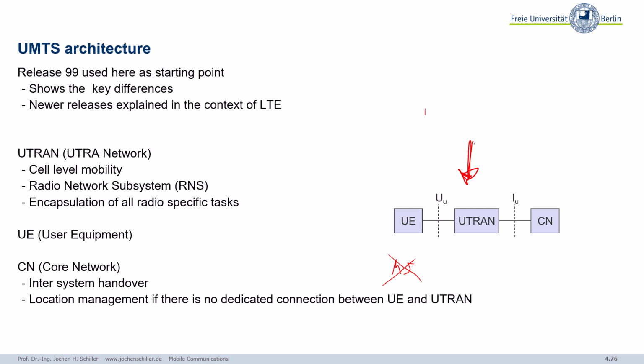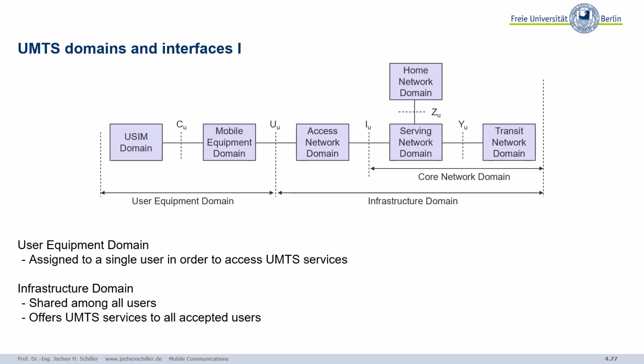An interface you already know. This was the UM interface in GSM. Now it's the UU interface, the U interface for UMTS. That's our radio interface. So here we have the wireless connection in between the UTRAN and the user equipment. Additionally, UMTS defines many more interfaces and domains.